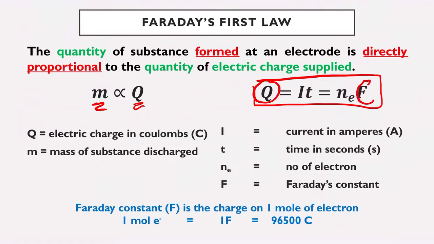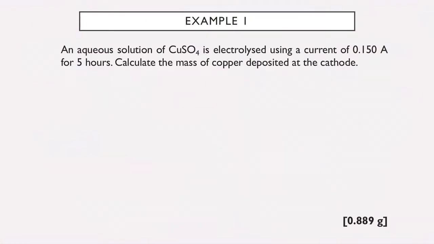So 1 F is equal to 96500 coulombs. Another thing you have to know is that 1 mole of electrons is equal to 1 Faraday, which is equal to 96500 coulombs. So if you pass through 2 electrons during your redox reaction, that means it's 2 times 96500. That's how much electric charge is applied.